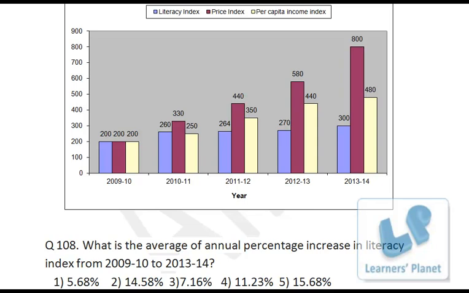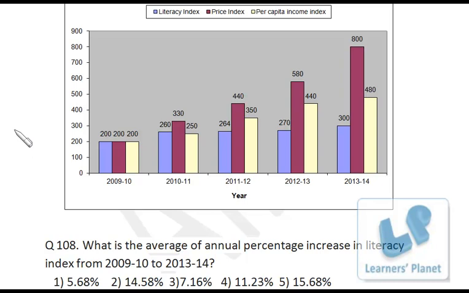What is the average annual percentage increase in literacy index from 2009-10 to 2013-14? So literacy index, this light purple color bar. Over here what we have to do is find out the yearly increase, first of all the yearly percentage increase, and then find out the average.